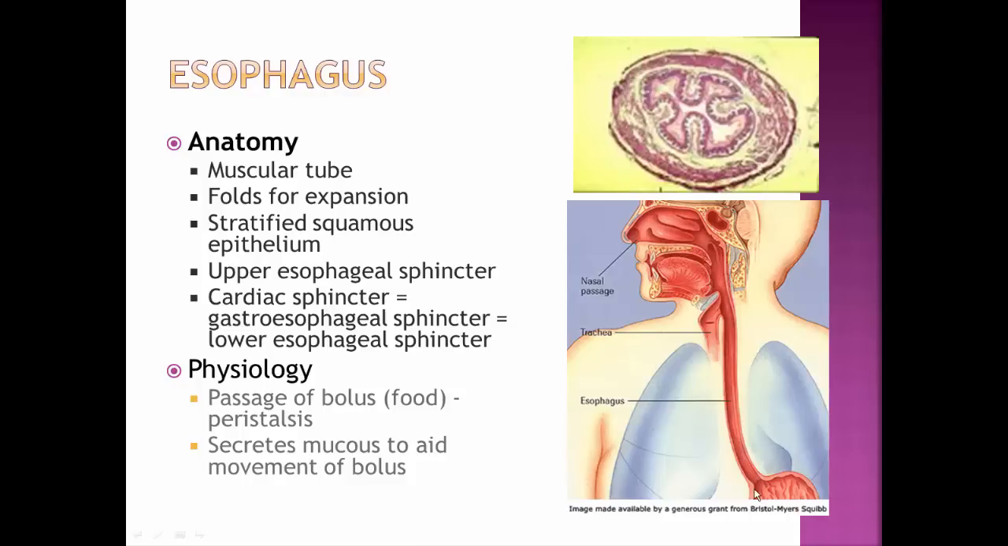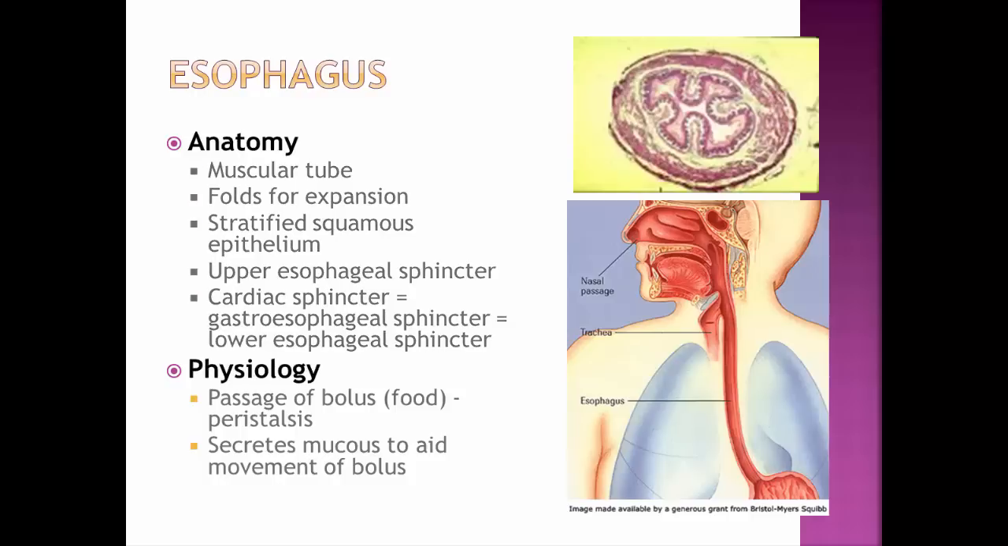And then, of course, there's another sphincter at the lower end of the esophagus, between that esophagus and the stomach. And so it's called the cardiac sphincter simply because of its close proximity to the heart. So there's the cardiac. Or you can call it the gastroesophageal sphincter, which makes sense. Gastro referring to stomach, esophageal, of course, referring to esophagus. Or it'll be called the lower esophageal sphincter. So all kinds of different names for the same sphincter muscle.